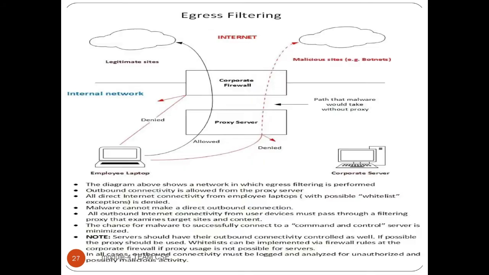So this is the diagram you can understand here. With respect to the corporate server and the employee's laptop, the employee wants to communicate with the server. A proxy server will be created, and the corporate server will also be there, so that the employee request can be sent to the corporate server. If the employee wants to access legitimate sites, it is allowed through the proxy server, and next the corporate firewall also allows it.